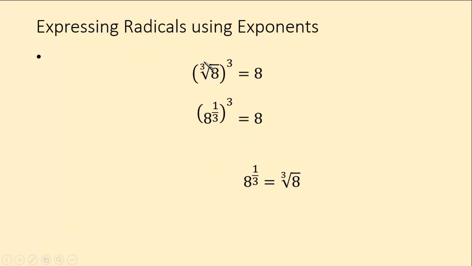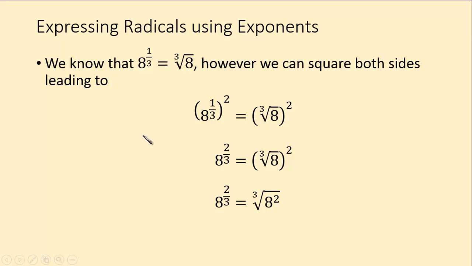Here we have something that if I raise it to the 3rd power, I will get 8. I raise it to the 3rd power, I must get 8. It should be very obvious that 8 to the 1/3 power, if I raise this to the 3rd power, I must get 8. 1/3 times 3 is 1. So then this is what we have here: a to the 1 over n is the nth root of a. Make sure you know this.